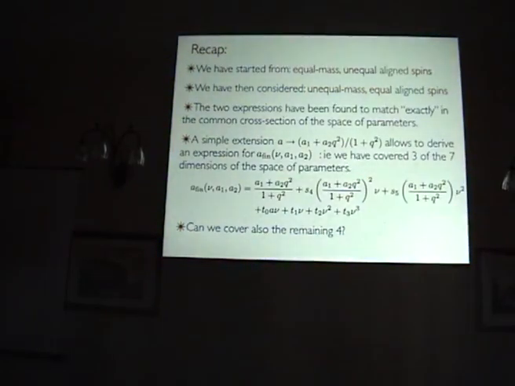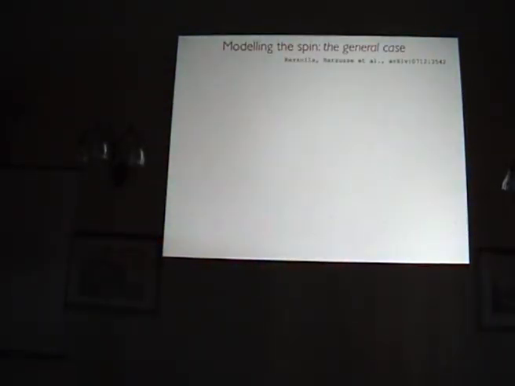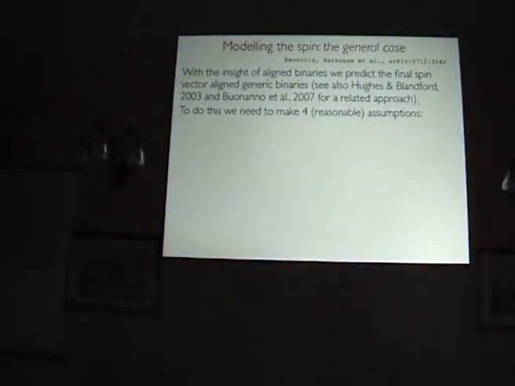Can we cover also the 4? And the answer is, of course, yes. And this is something that Enrico Barausse and I worked on recently. So the idea is that on the basis of this knowledge, you can tell now what is the final spin of a generic binary. In order to do this, we have to make some assumptions, which we think are reasonable, and I'll tell you them now. Some related work has been done already by Buonanno, Kidder, and Lehner.